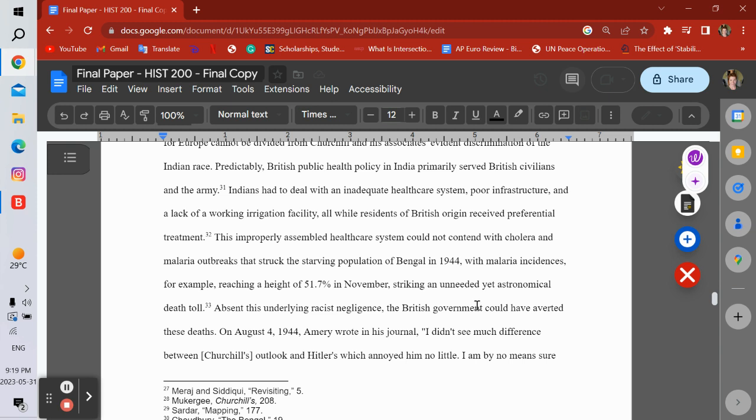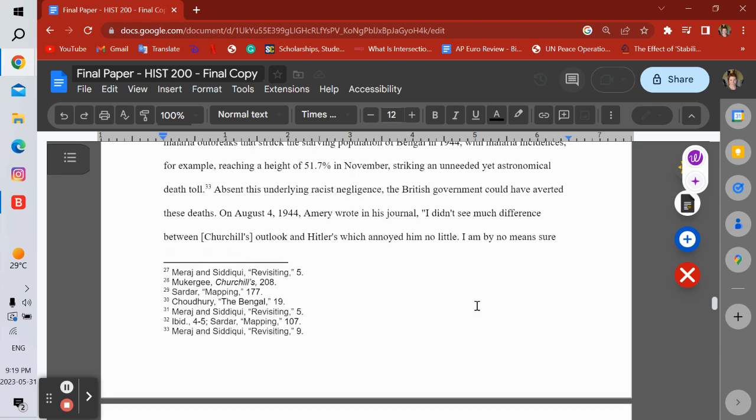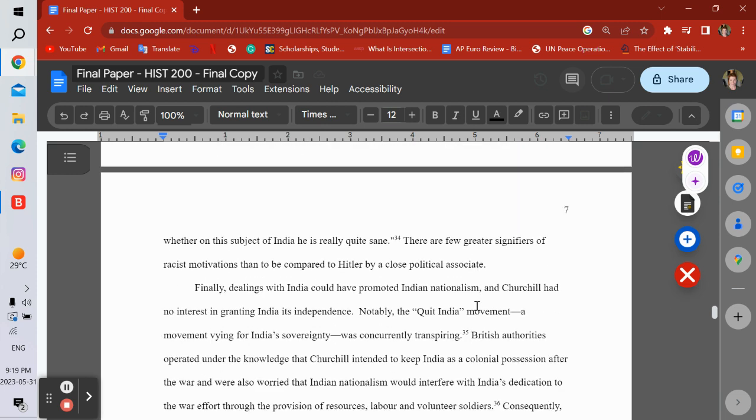On August 4, 1944, Amory wrote in his journal, "I didn't see much difference between Churchill's outlook and Hitler's, which annoyed him no little. I am by no means sure whether on this subject of India he is really quite sane." There are few greater signifiers of racist motivations than to be compared to Hitler by a close political associate.